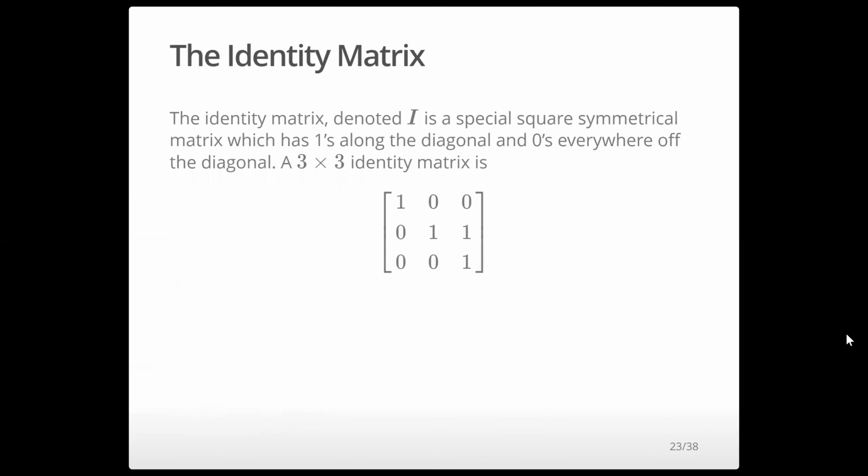The identity matrix is another special matrix denoted by capital letter I. It's a symmetrical matrix, which has ones along the diagonal and zeros everywhere else. So a 3 by 3 identity matrix would look like this. This is actually incorrect. This should be a 0. I forgot to reproduce these slides when I started recording. So the correct ones will be on Blackboard, but this one here should be a 0. It should be all zeros off the diagonal and then ones along the diagonal.